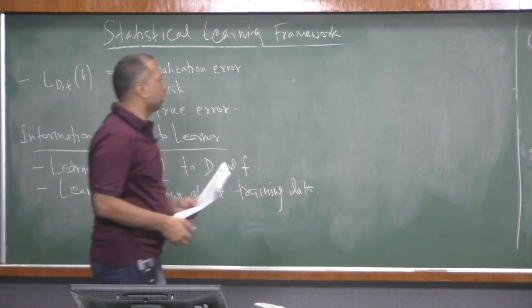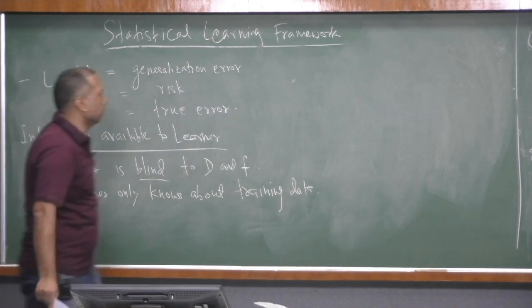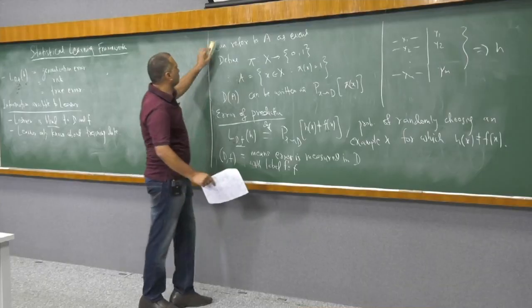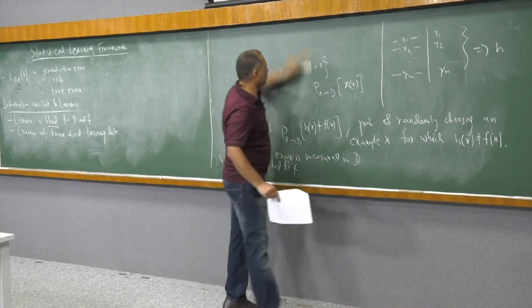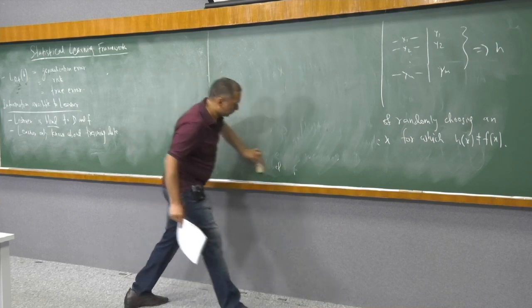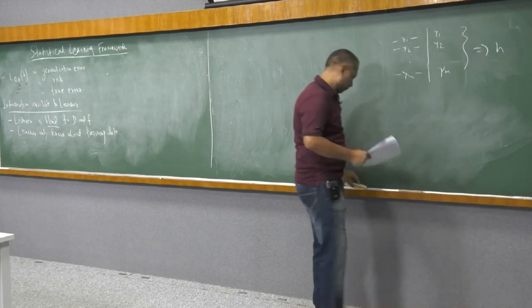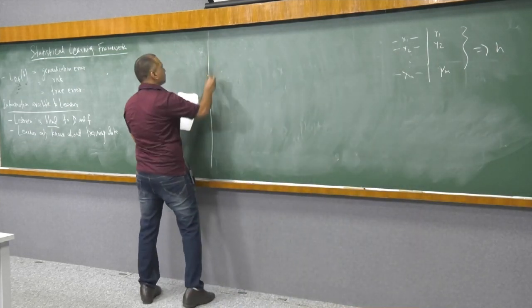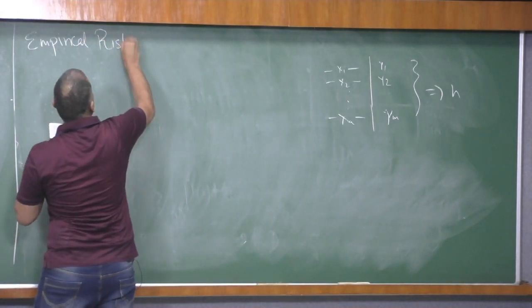So what the learner can do is not this. The learner doesn't have a hand on D and F. So the learner has to specify some other loss based on the data. That will be empirical loss and so on. Okay, so let us define now the empirical loss. Empirical usually means experimental. The word empirical means experimental. So, empirical risk minimization.